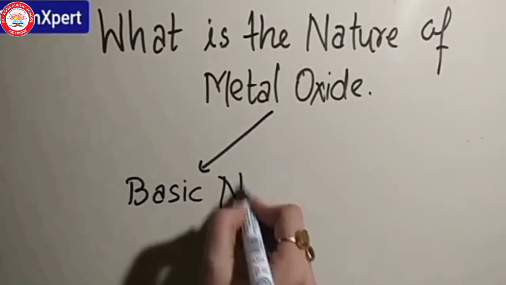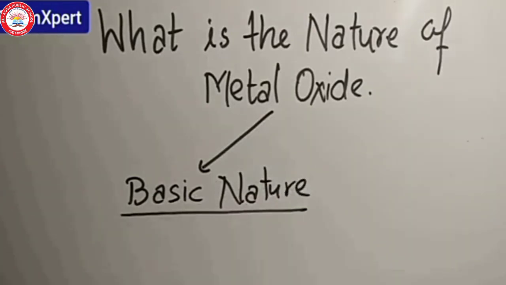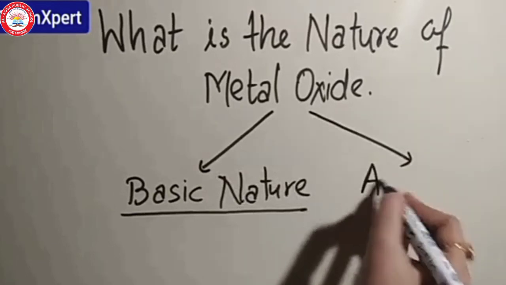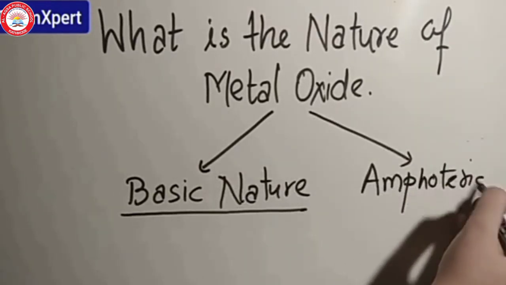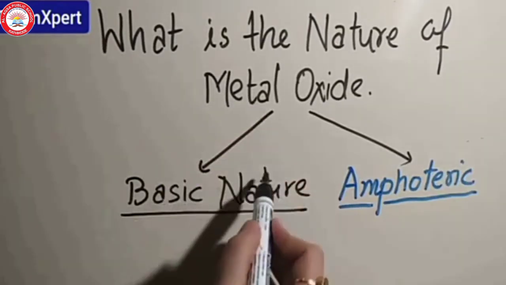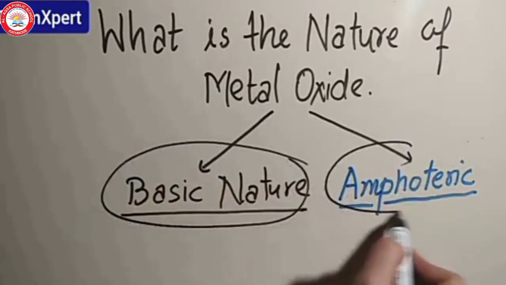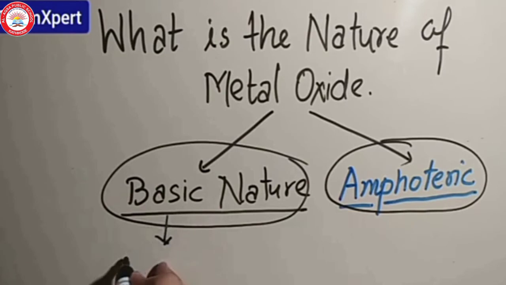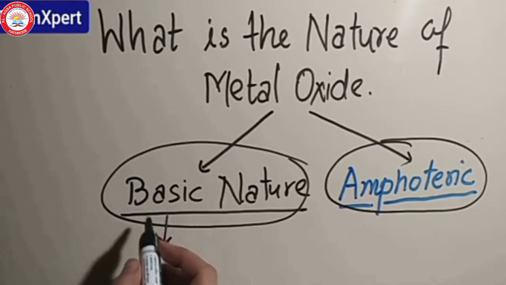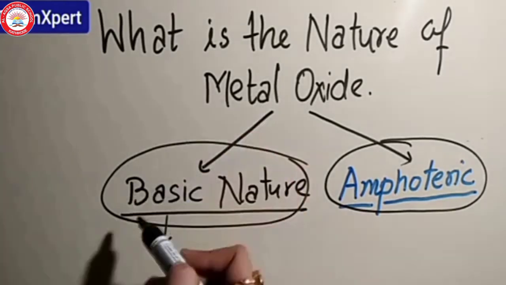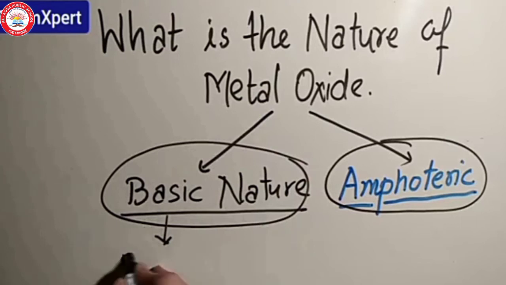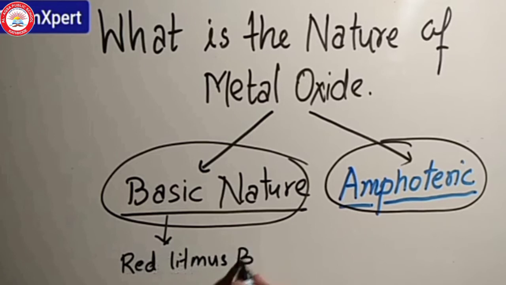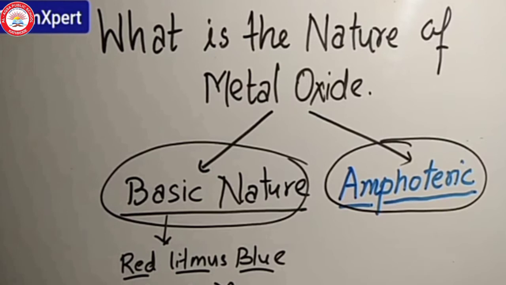But here we have to check, are all metal oxides basic in nature? No. Some metal oxides are amphoteric in nature. Okay. Now we can discuss basic nature and amphoteric nature. Basic nature examples we can see. They will change red litmus to blue. Example we have already discussed, magnesium oxide. And other examples are sodium, potassium, etc. All these metal oxides are basic in nature.